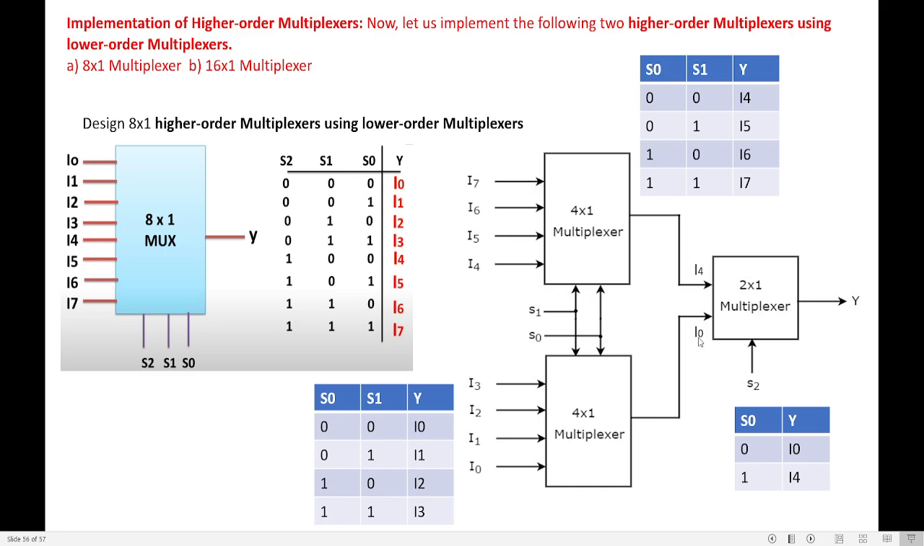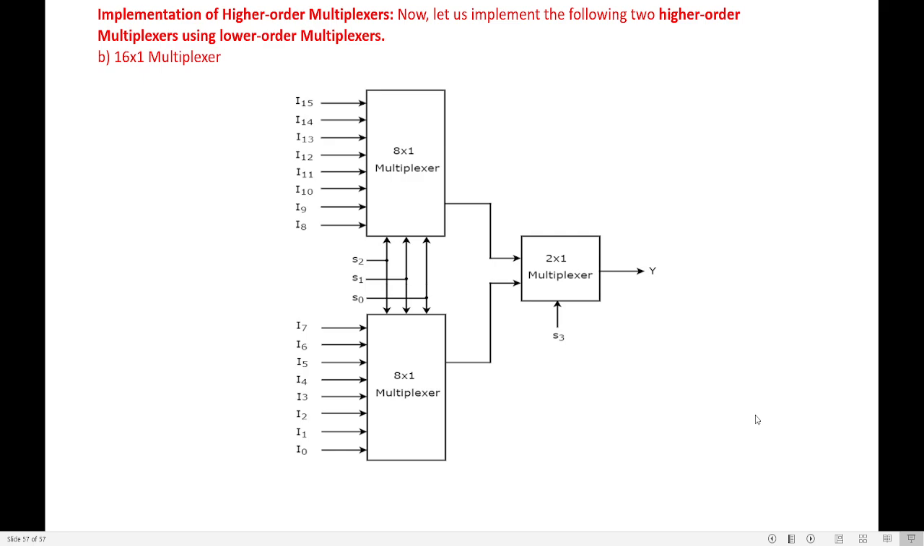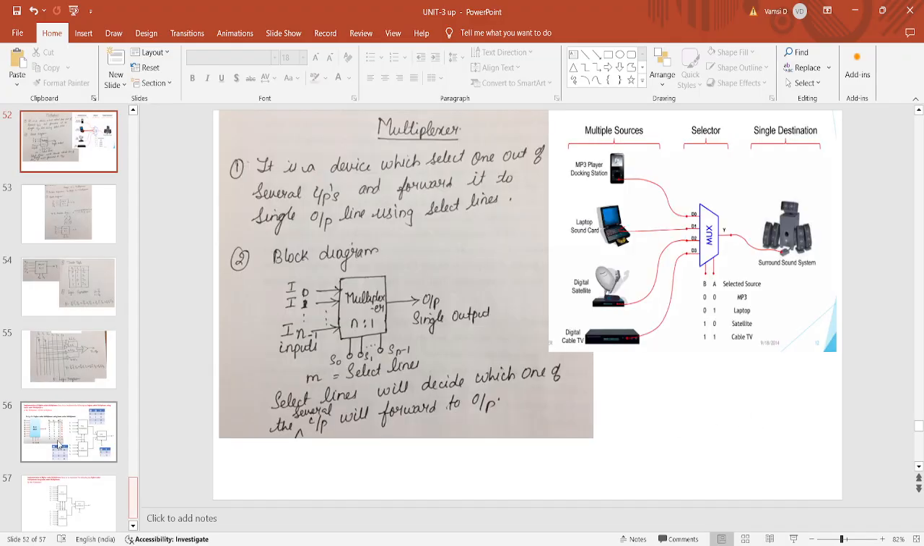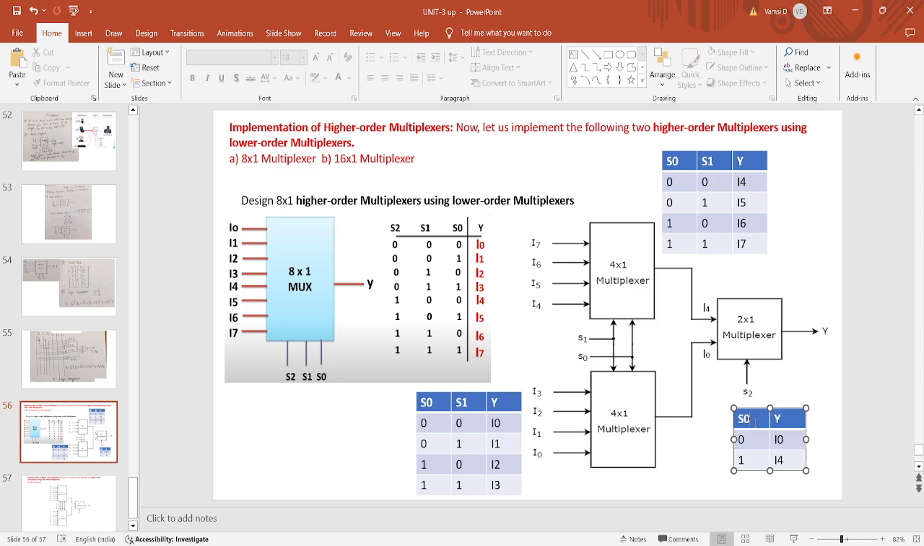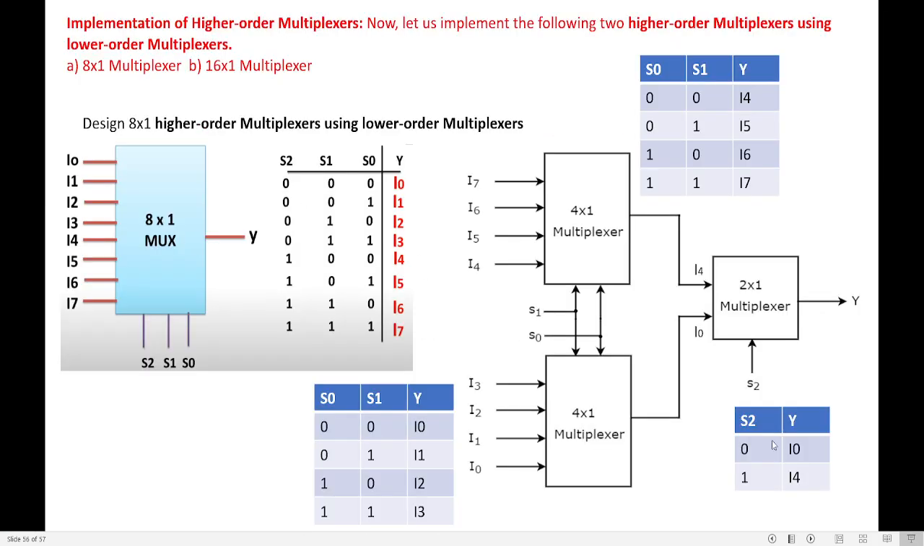Since I have 2 inputs, I will use a 2 by 1 multiplexer. A 2 by 1 multiplexer needs 1 select line. So the select line is S2 here. If S2 is 0, I will select I0. If S2 is 1, I will select I4. Clear? If S2 is 0, I0 will come as the output. If S2 is 1, I4 will come as the output. This is how we design.